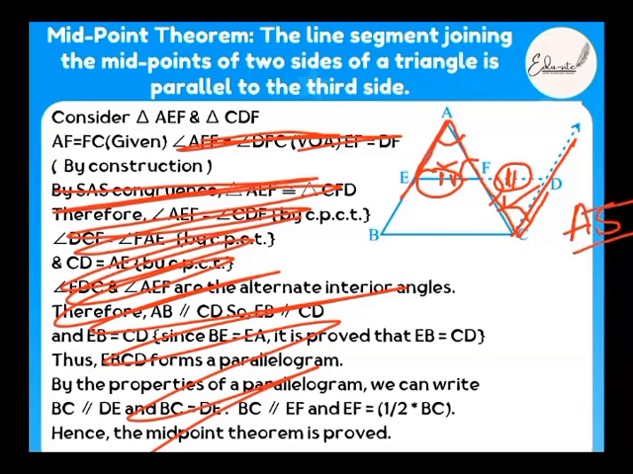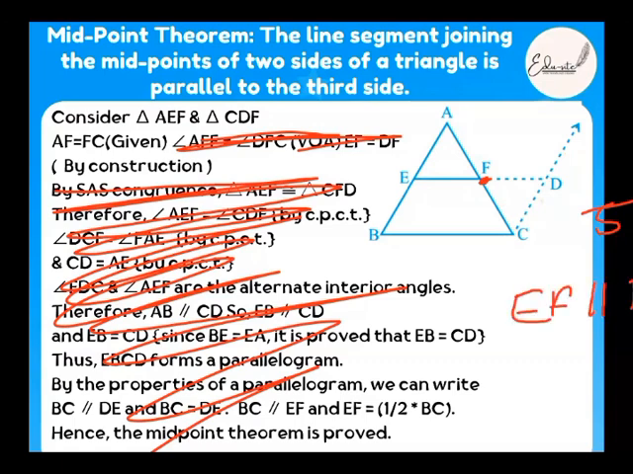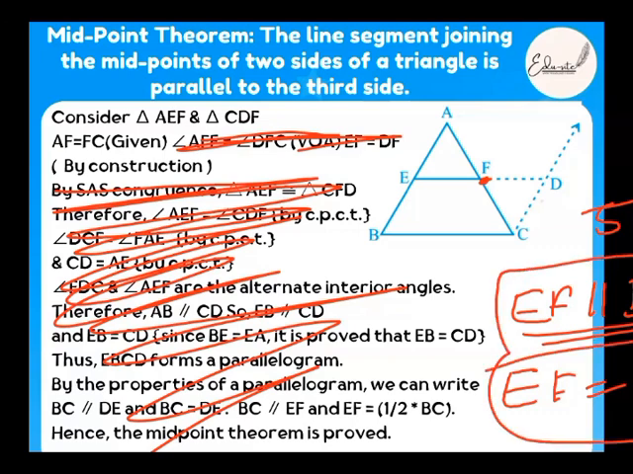How will you use the SAS postulate here? How will you prove it? Because F is a midpoint, this is equal to this. Correct? Yes. Because we have already told that in the midpoint theorem, this should be a midpoint, right? F is a midpoint. In the midpoint theorem, what are you going to prove, Laiba? What did I say? EF is parallel to BC, right? You have to prove EF is parallel to BC, and what else you have to prove? EF is equal to half of BC, right? So these two things we are going to prove.